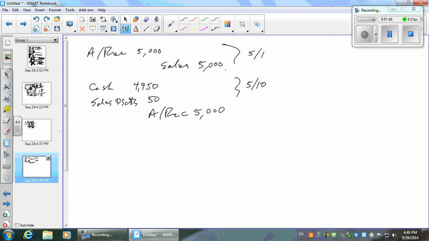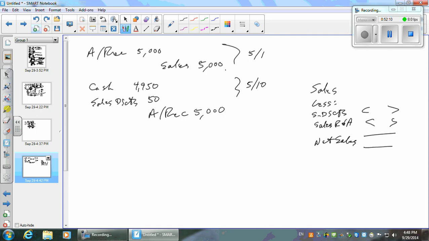So what I'm going to do is show on my income statement sales less sales discounts, and if I have them, less sales returns and allowances. Those are both contra accounts, so they'd have debit balances. That makes sense? And the difference is going to be my net sales. That's it. Just not a big issue in here.